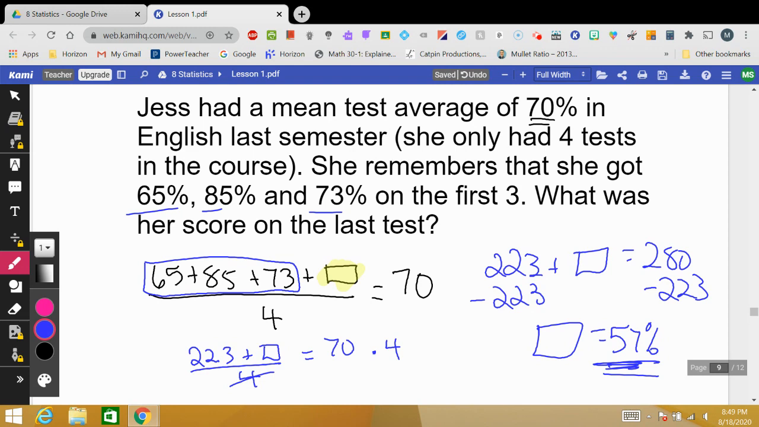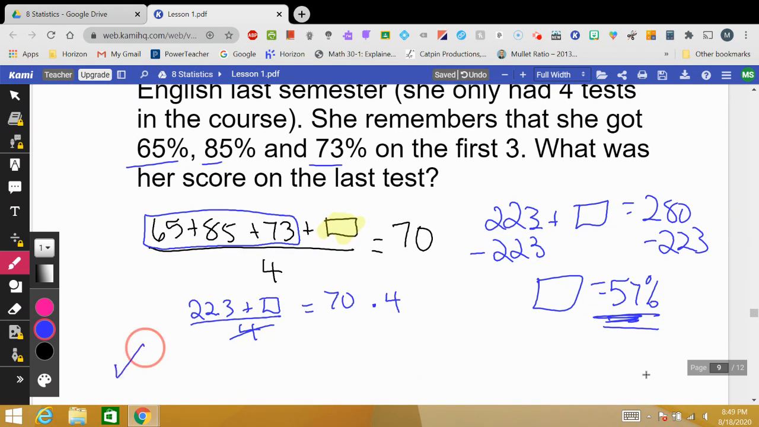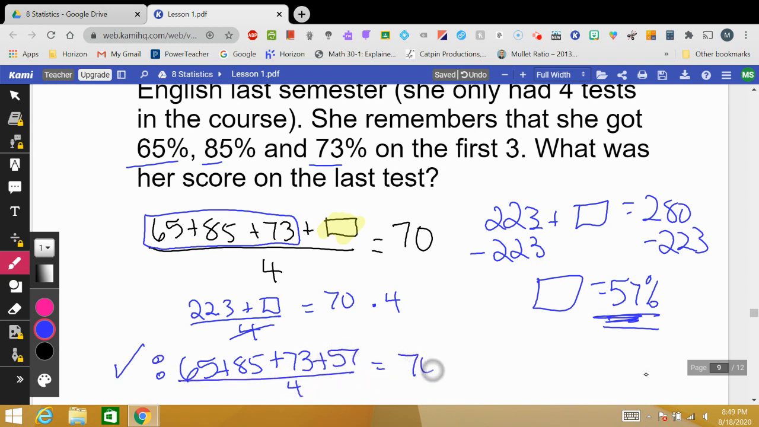Now what you can do if you're not sure if you've done it right is check your work by actually finding the average. So if you go 65 plus 85 plus 73 plus 57 and divide that by 4, you should get 70% because that's what it told us in the question. And if you don't, then you know you've made a mistake somewhere.